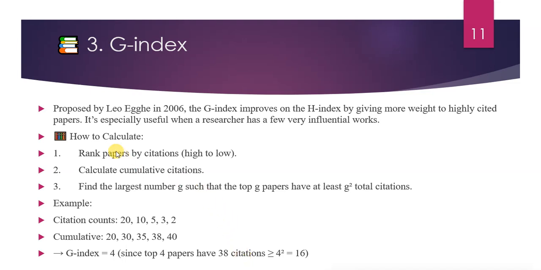I will give another example to better understand it. Rank papers by citation, calculate cumulative citation, and find the largest number of papers whose total number of citations is at least G squared.